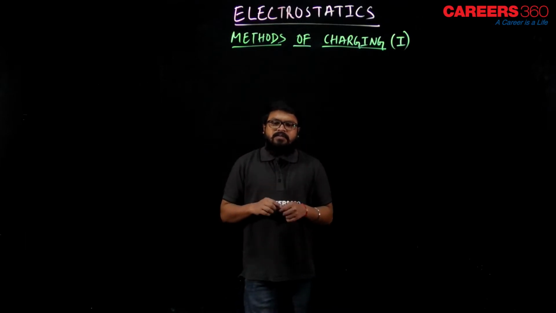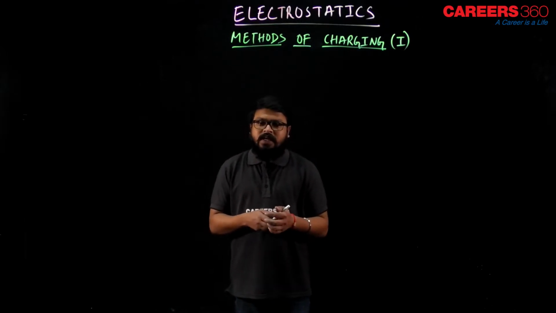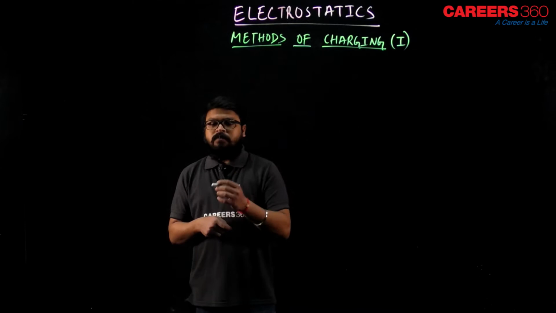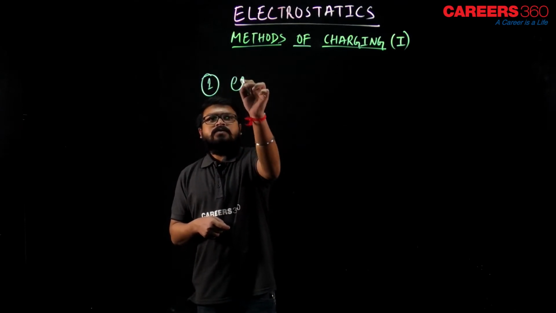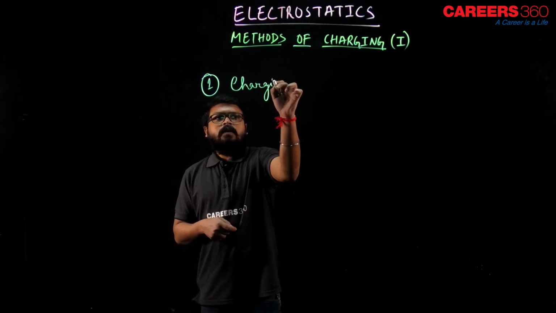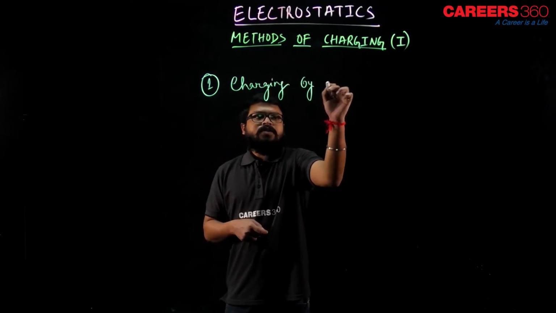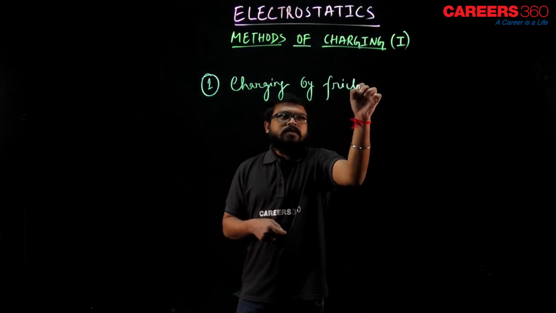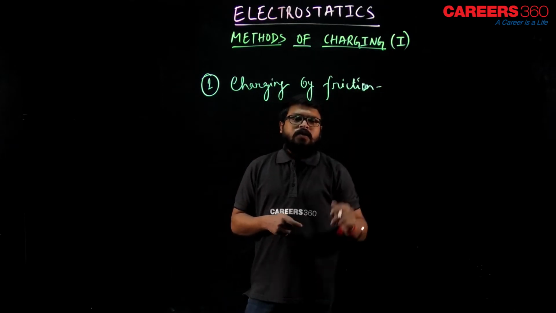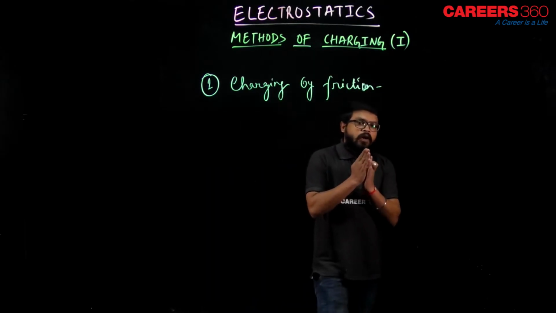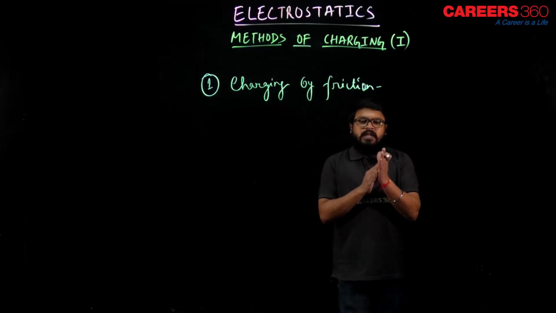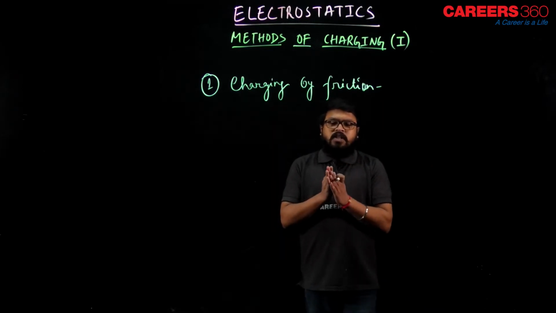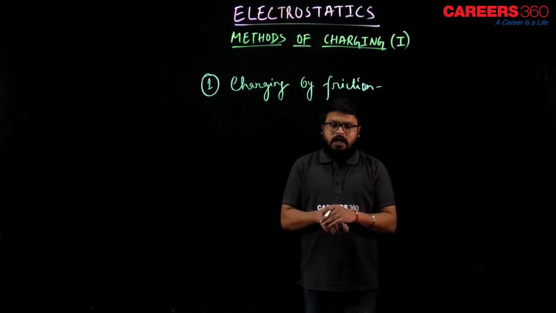So the first method of charging which we are going to discuss in this lecture is charging by friction. Friction means you have to rub two bodies, okay? You have to rub two bodies. So when you rub two bodies, electron transfer takes place from one body to another, okay?